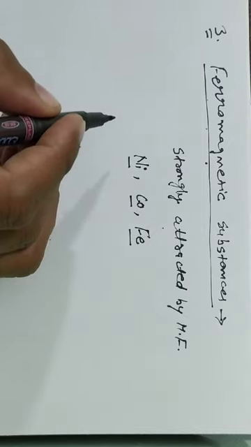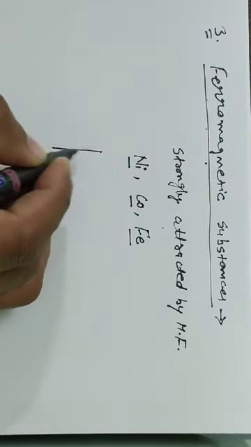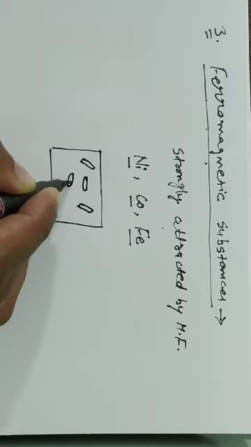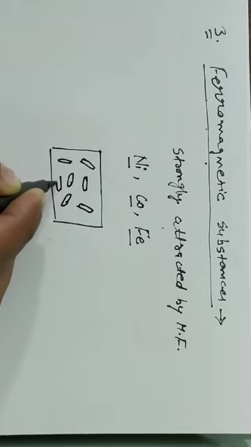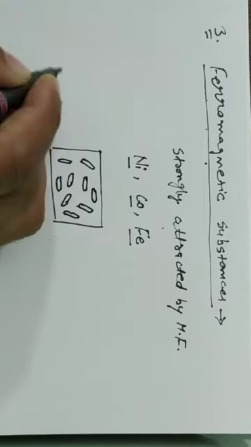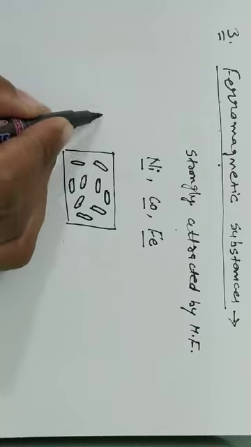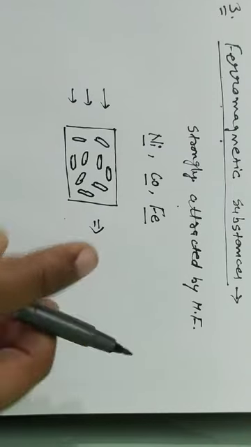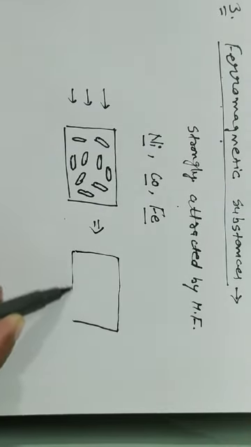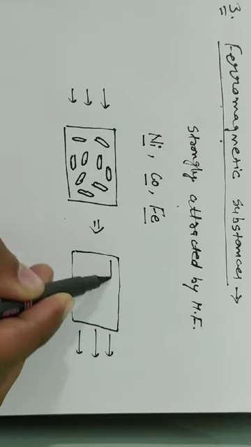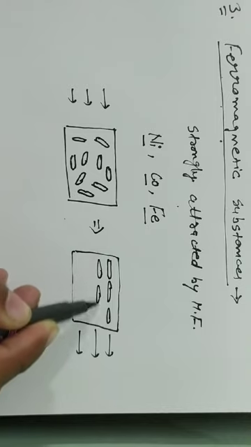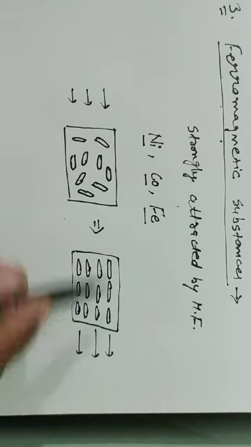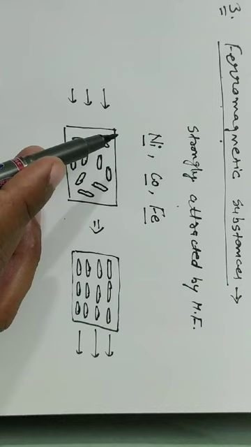Why? Because suppose this is a magnetic material, and these are the magnetic domains. These are randomly oriented in all directions before applying the magnetic field. And when we apply the magnetic field to the material, then these magnetic domains align in the direction of the applied magnetic field, that is parallel to the magnetic field. This is the same as in paramagnetic materials.